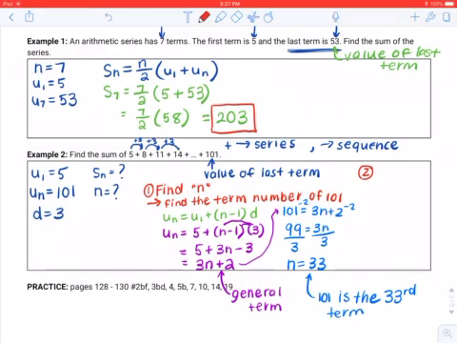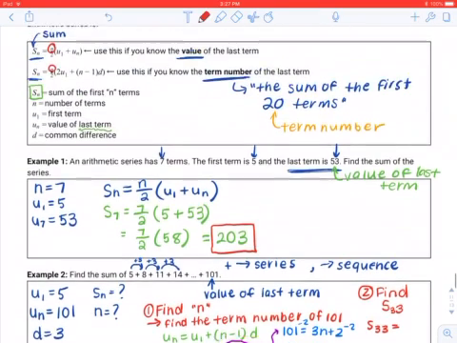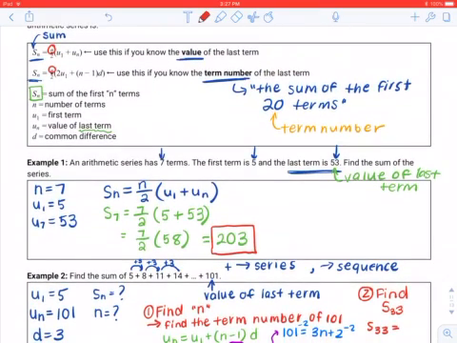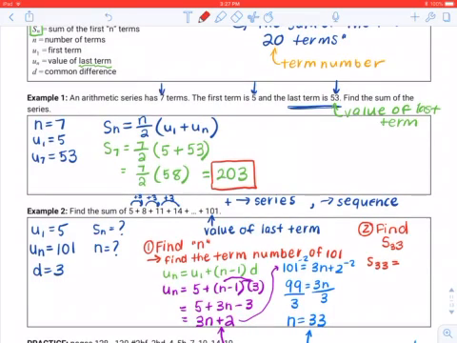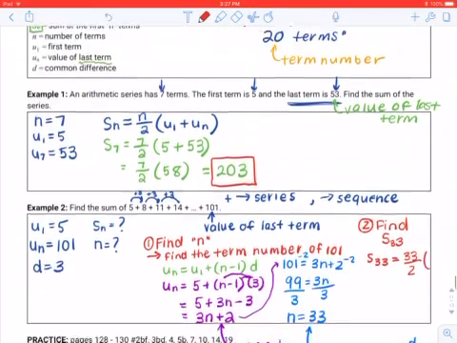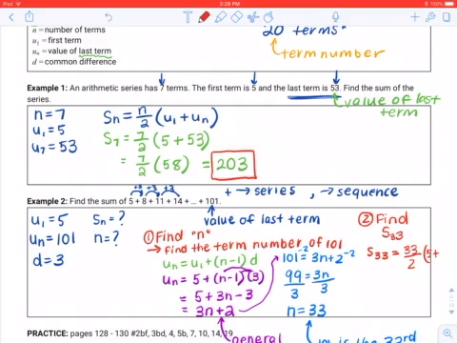Now that I know that, I can find the sum. So I'm looking for S33, the sum of the first 33 terms. So S33 can be found by using one of these formulas up here. And I could choose either one there, but I know the value of the last term is 101. So I think I'm going to choose the first one. n over 2, so 33 over 2 times u1 plus un. So 5 plus my last term, which is 101. So I end up with 33 over 2 times 106, which gives me a sum of 1,749.